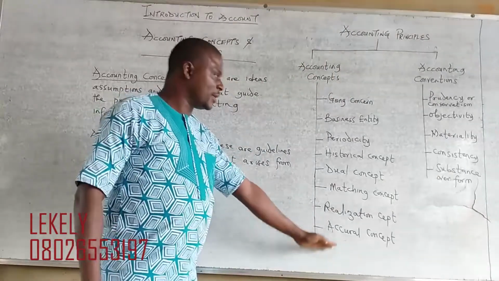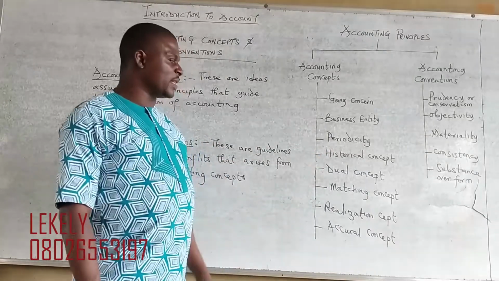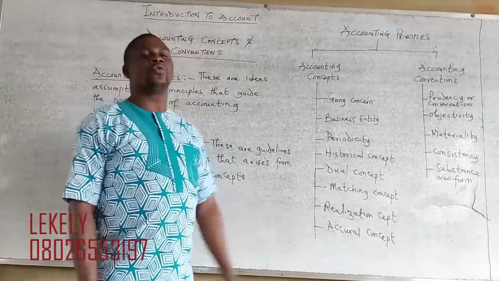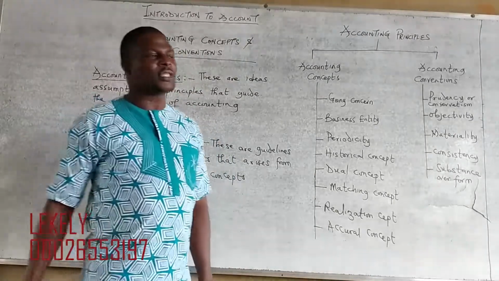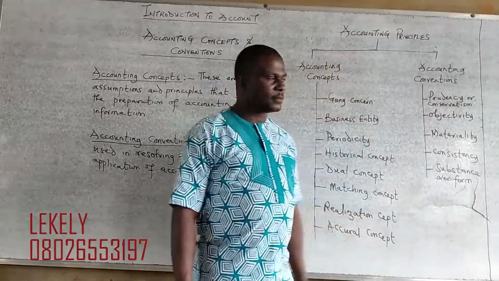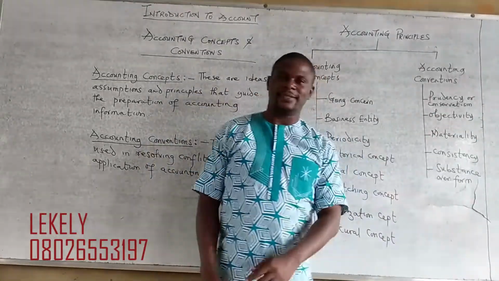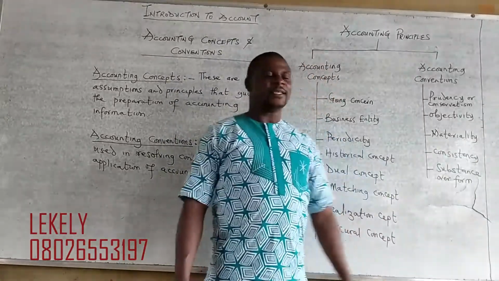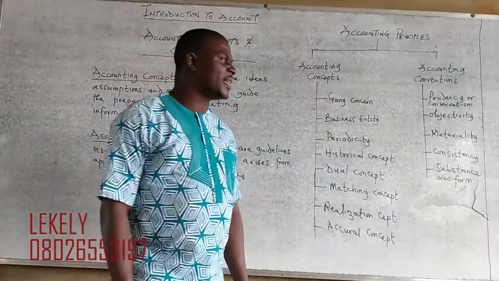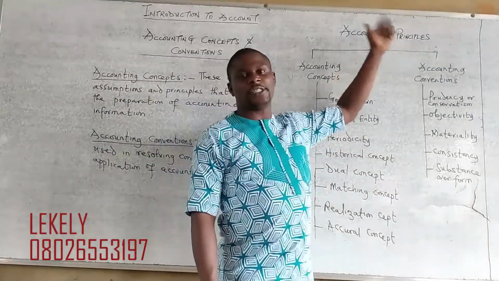Accounting concepts are these: we have going concern, business entity, periodicity, historical concept, dual concept, matching concept, realization concept, and accrual concept. Those are accounting concepts. Then accounting conventions are prudence or conservatism, that's another name for it. Objectivity is another convention. Materiality is another convention. Consistency is another convention. Substance over form is another convention. So, if you see that they mix everything together, never mind, you are still on point. They are all accounting principles.